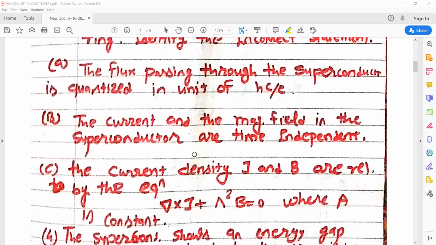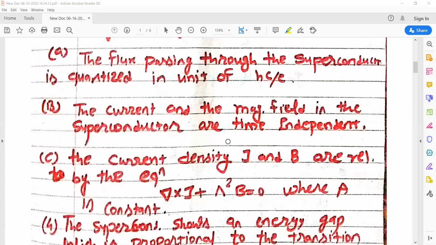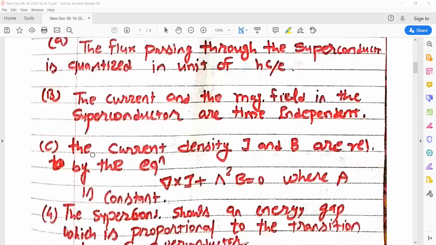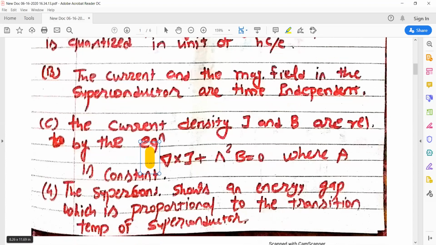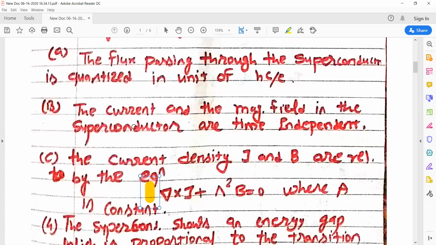Time independent. Sorry. Next option. The current density J and B are related by these equations: del cross J equals a constant times B, and del dot J equals 0. Next, superconductors show an energy gap which is proportional to the transition temperature of the superconductor. So these are the four options.